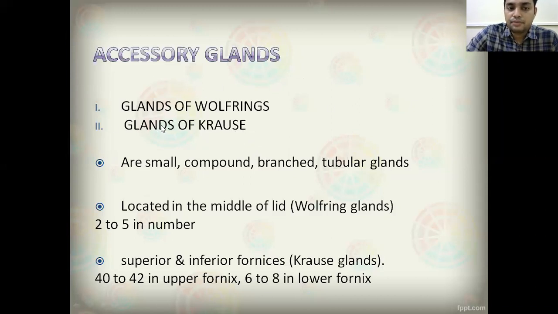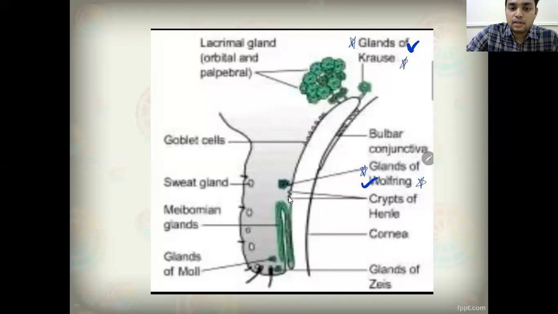We call these accessory glands. There are two in number. First one is the glands of Wolfring and the other is the glands of Krause. These are small, compound, branched tubular glands. The glands of Wolfring are located in the middle of the eyelid. Here you can see the star mark. This green color is the glands of Wolfring.